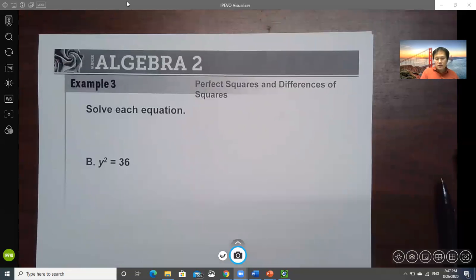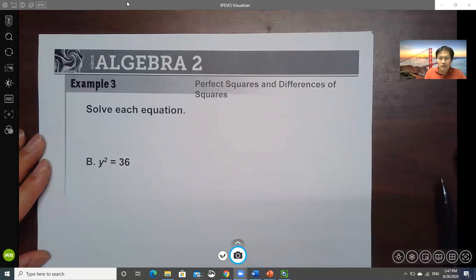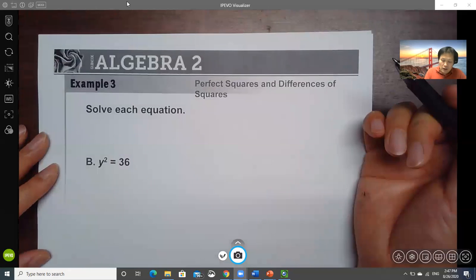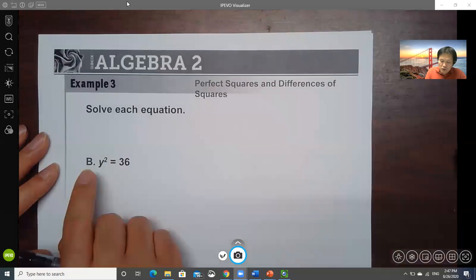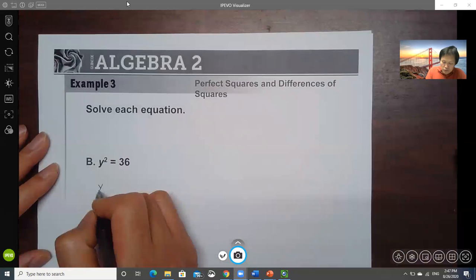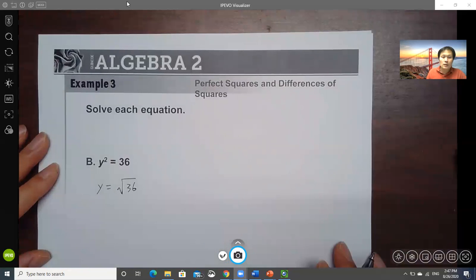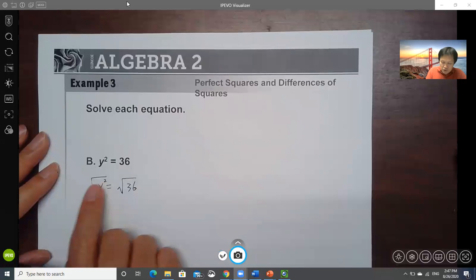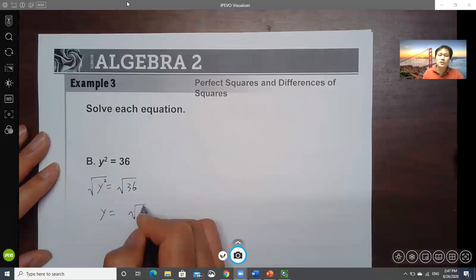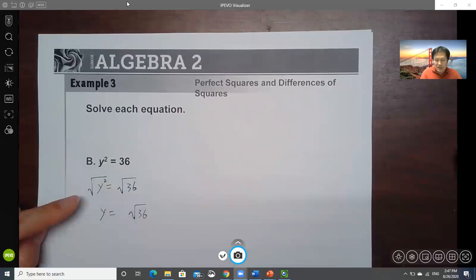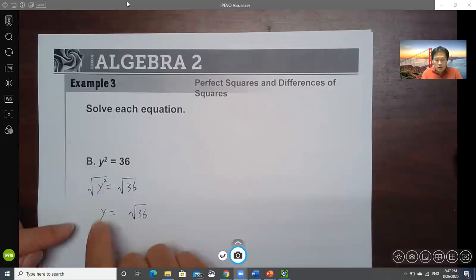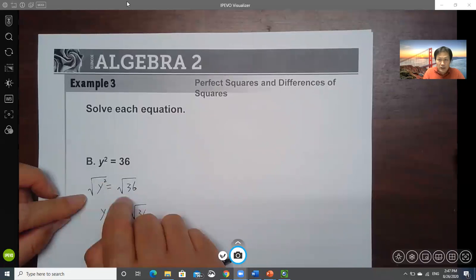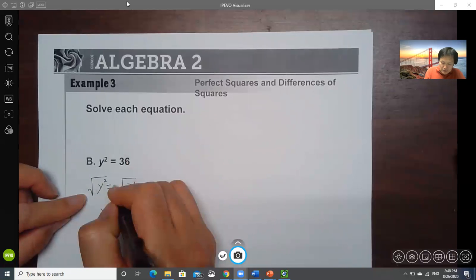Okay, solve each equation. Well, in this case, y squared equal to 36. If the question is like that, just solve it directly. How do you get rid of the square? Take a square root, take a square root. So y equal to square root of 36. Because the square root and the square cancel out each other. Okay, here's a catch. Do not make a mistake like this. This is not correct. Whenever you take a square root of both sides, do not forget plus minus.